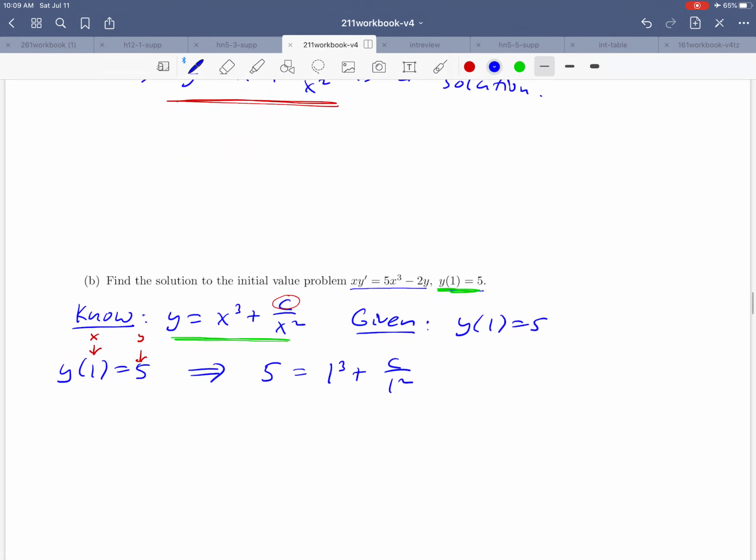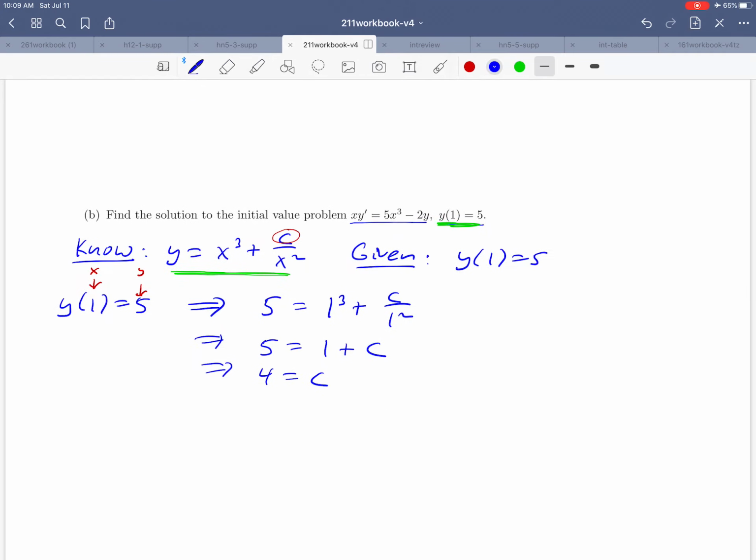we're going to get that. Let's do the arithmetic here and see if we can figure out what c is. 1 cubed is 1, c over 1 squared is just c over 1, which is c. Subtract 1 from both sides, and we can see that c is equal to 4.